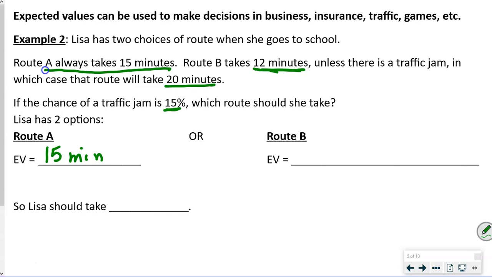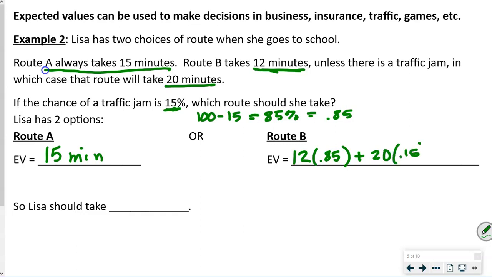So what I want to do is figure out, I'm going to start with my no traffic. So that's 12 minutes. And if there's a 15% chance there's traffic here, what is the chance that there's not traffic? We would do 100 minus 15, which is 85. That's 85%, which is 0.85, right? So 12 minutes without traffic, that would be an 85% chance that there's no traffic, right? And then it says 20 minutes if there is traffic. So we're going to add to that the 20 minutes at 15%. So when we do 12 times 0.85 plus 20 times 0.15, I got 13.2 minutes.